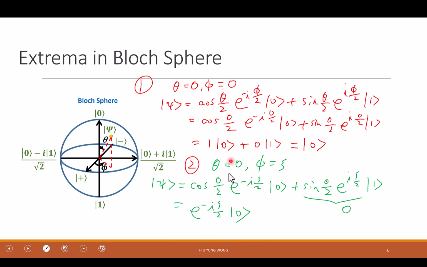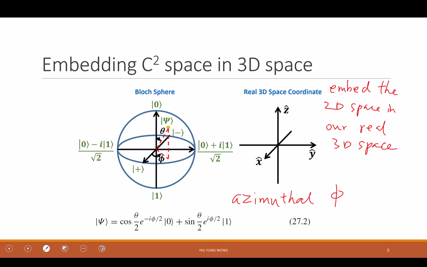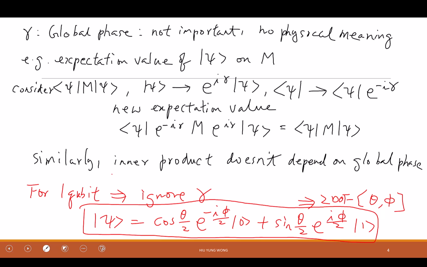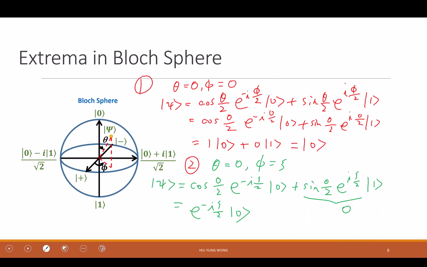So is that contradicting what we understand? No. Because the only difference between these two states, they are two different states. They are completely different. But the difference is just that it has an extra global phase. Again, we don't care. And that is because when we map to the Bloch sphere, we already say, I'm going to ignore gamma, right? And that's why this information is lost.